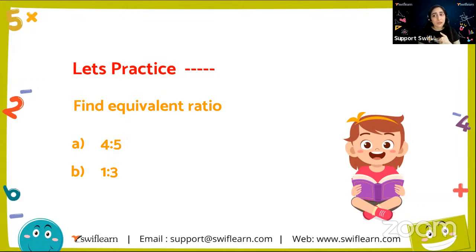Now, this was the concept of ratio, and we also covered equivalent ratios. Equivalent ratios are ratios which have the same value. If you and your friend score the same, we say we have got equal marks. Similarly, when two ratios are equal, we call them equivalent ratios. Two ratios with equal value are called equivalent ratios.